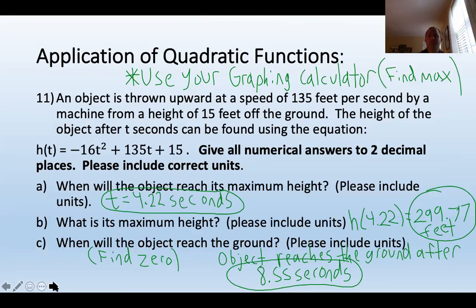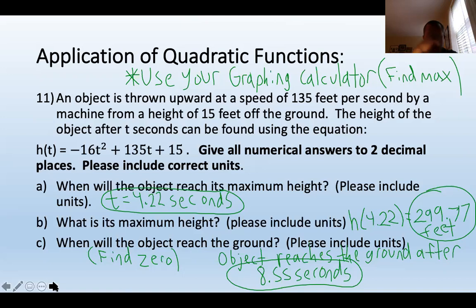An object is thrown, this is number 11, an object is thrown upward at a speed of 135 feet per second by a machine from a height of 15 feet off the ground. The height of the object after t seconds can be found using the equation h of t equals negative 16t squared plus 135t plus 15. Give all numerical answers to 2 decimal places. Please include the correct units.